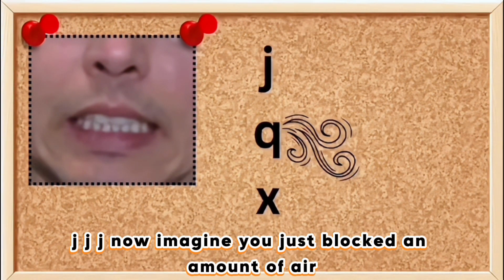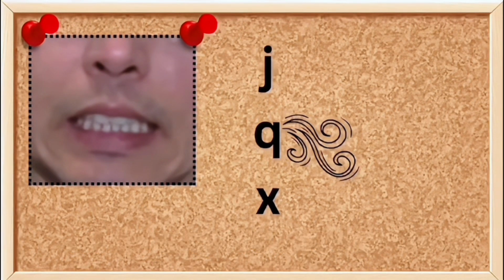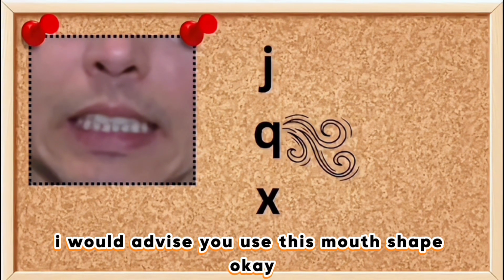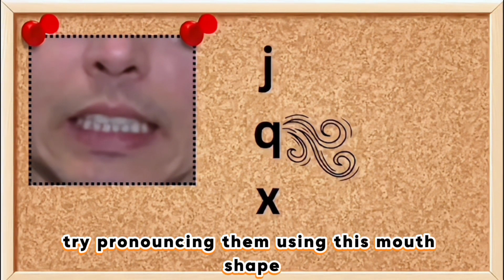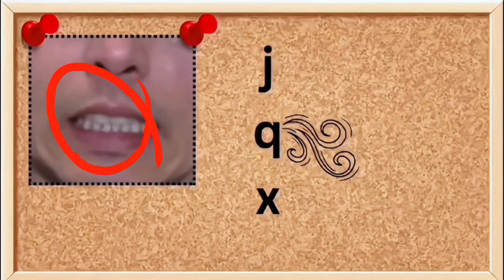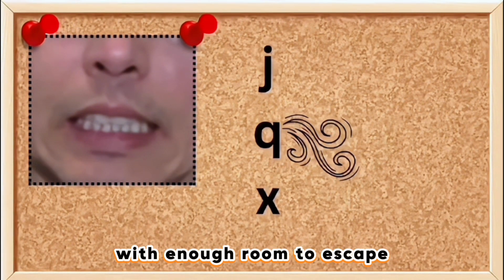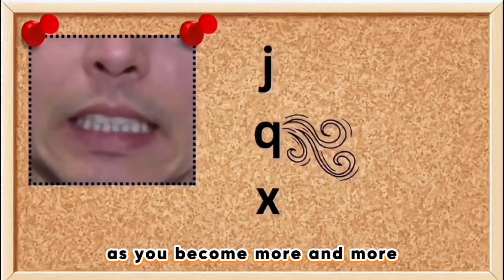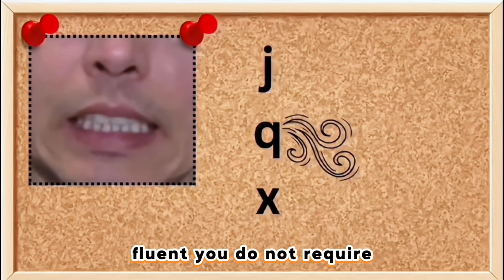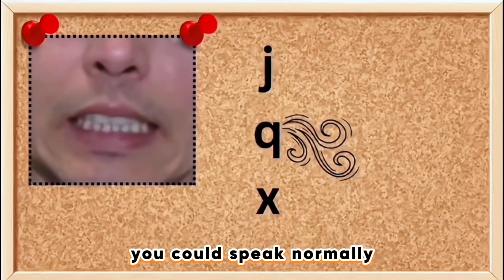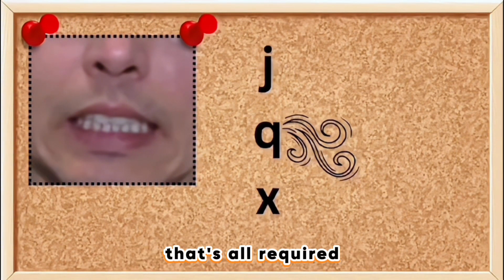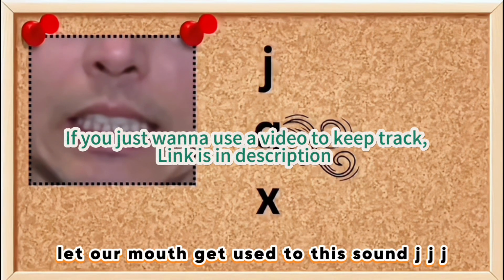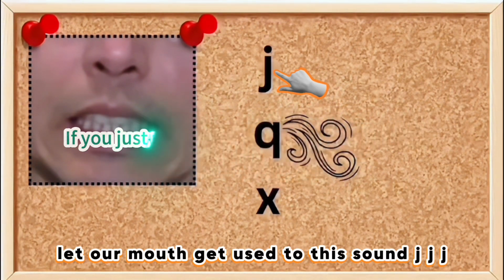Now imagine you just blocked an amount of air. So in the beginning, if you're not so conversant with these sounds, I would advise you use this mouth shape, okay? Try pronouncing them using this mouth shape, just to provide air with enough room to escape. As you learn more and more, as you become more fluent, you do not need to make these funny shapes, okay? You could speak normally, as long as the sound is correct, that's all that is required. But in the beginning, let's use this mouth shape and let our mouth get used to this sound. Ji.